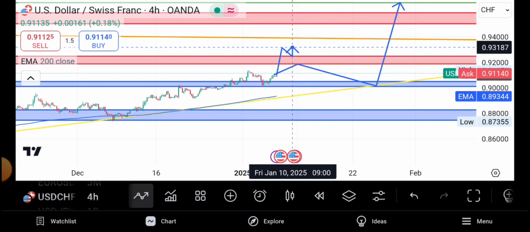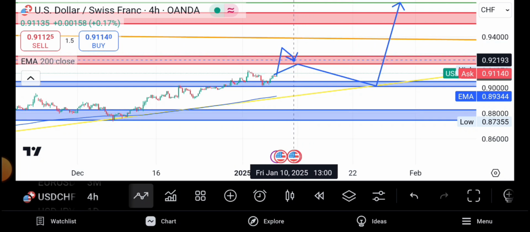So once the area has been broken, be sure that we are going to buy up to that zone.